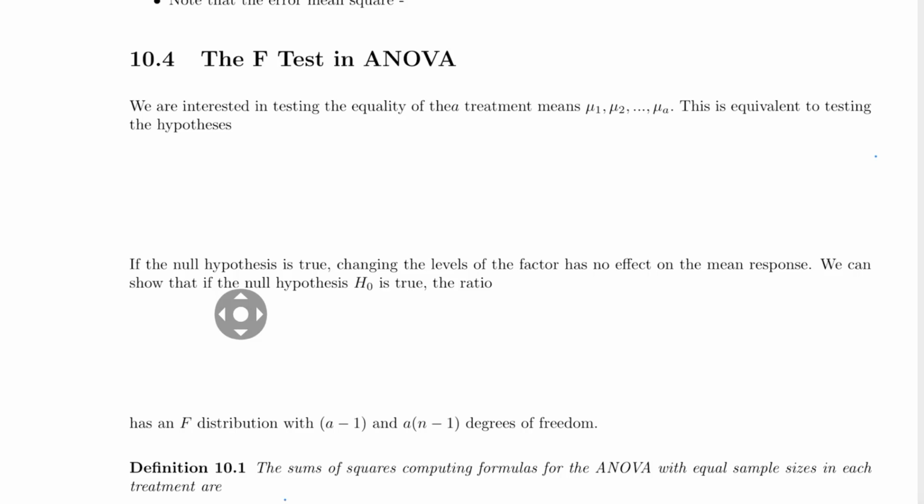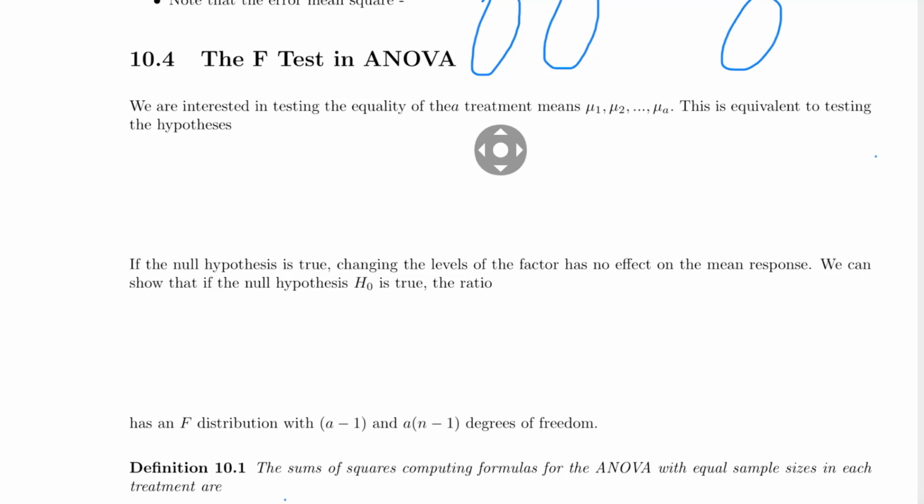Alright, so let me explain this. We know now what we are interested in. We are interested in testing the equality of the A treatment means. We have several treatments, 1, 2 up to A. So we are going to check mu1, mu2 up to mu A, are they equal or not. But we change a little bit in our model. We change mu i equal mu plus tau i.